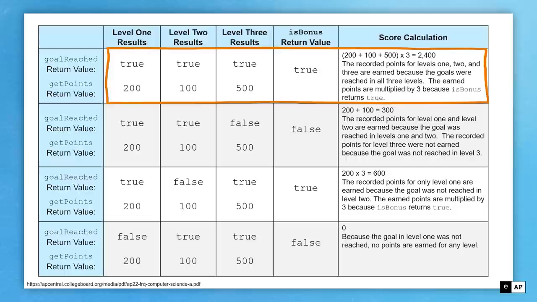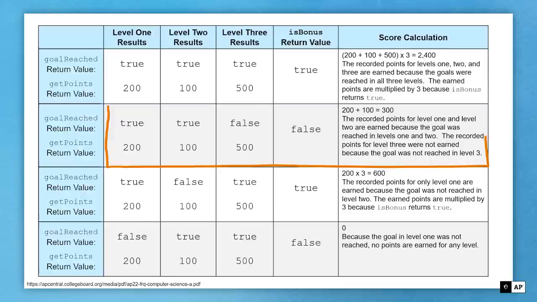So how do I calculate my score? Well, you'll notice here over on the side, it's going to be the 200 plus 100 plus 500 because I reached all three levels, and then times three because it is a bonus game. So it's going to be a total of 2,400 because I reached all three levels and I get all 3 points plus the bonus. Another example might be, what if I reach levels one and two, but I don't reach level three? And it's not a bonus. So in this case, I'm only going to get points for level one and level two, 200 and 100, and my score is going to be 300 because it's not a bonus and I don't get any points for level three. Even though level three says 500, I don't get those points.